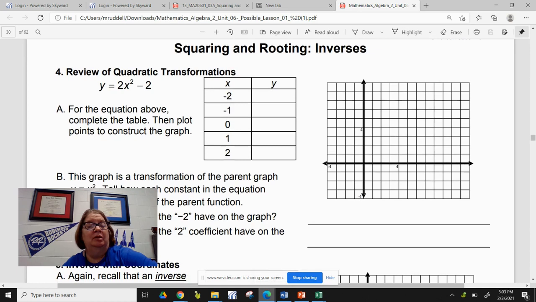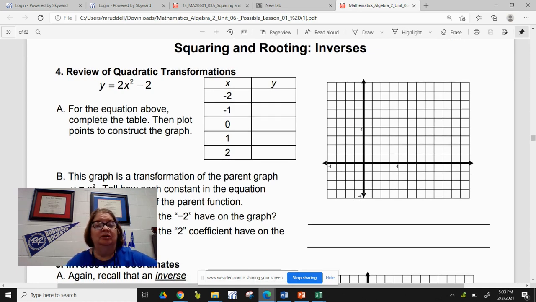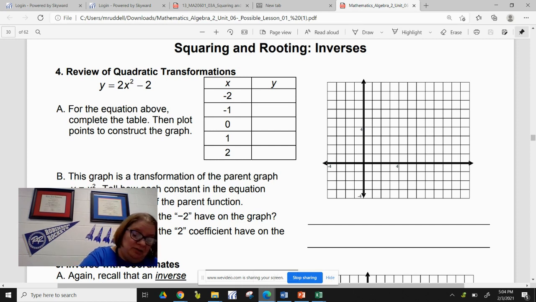Okay. This says a review of quadratic functions. It's going to talk a little bit about transformations that we've talked about. So this number 4 says, for the equation above, complete the table, then plot the points to construct the graph. You could type this into Desmos and get your table, or you could plug each one of the x values in and get your y. It'd be quicker to go to Desmos.